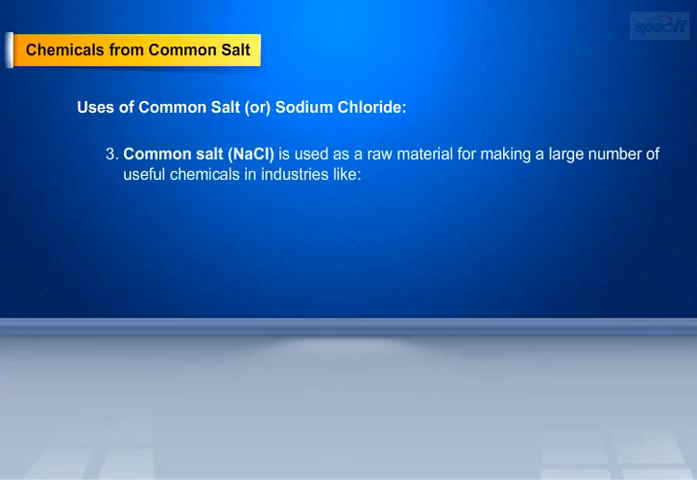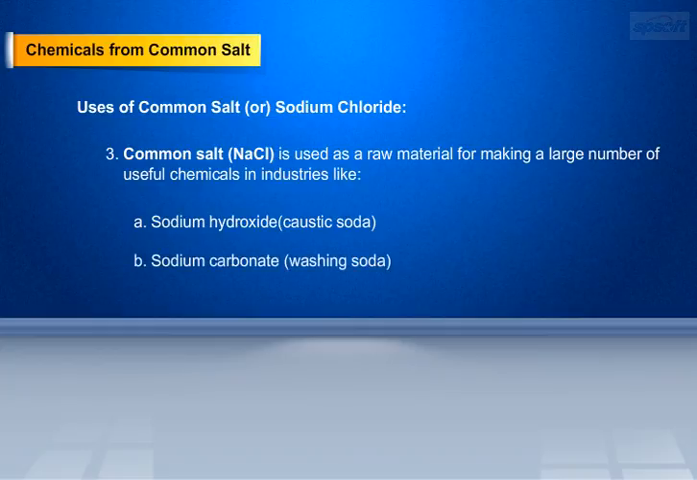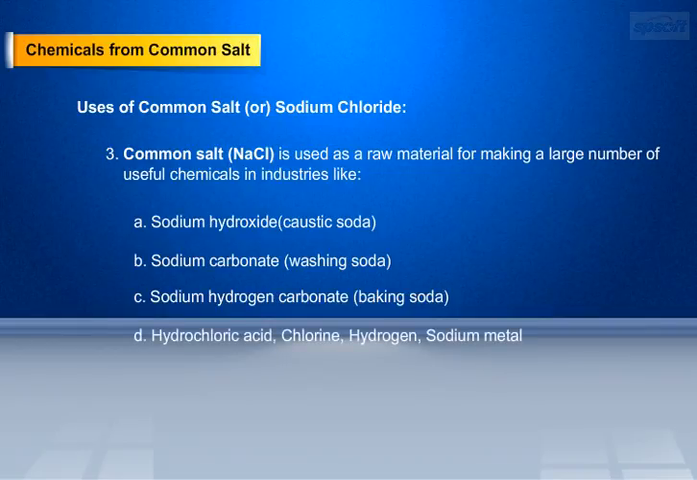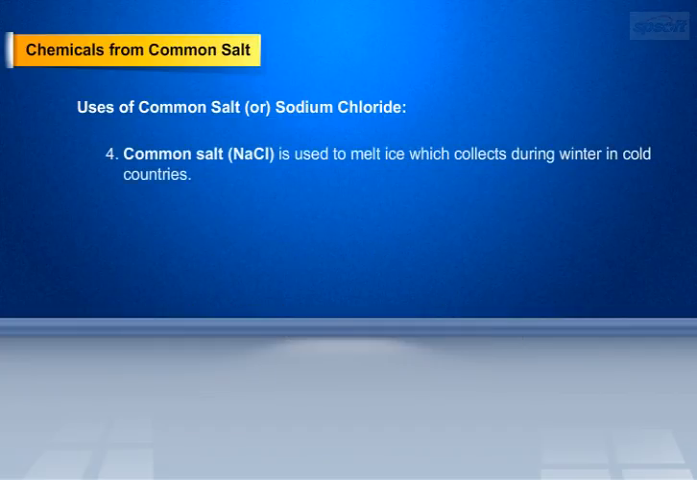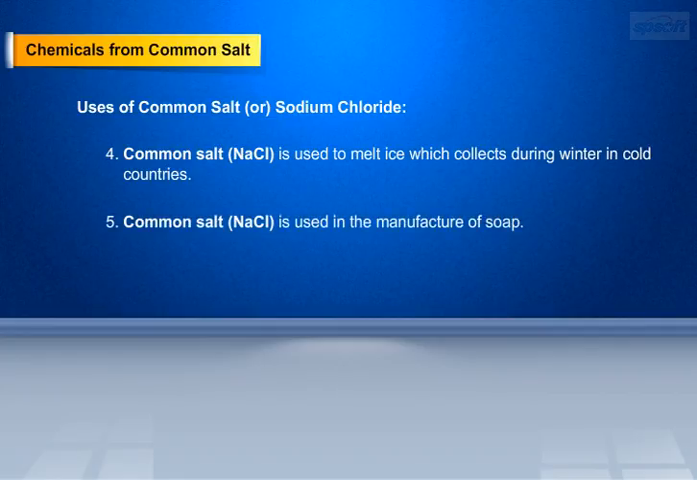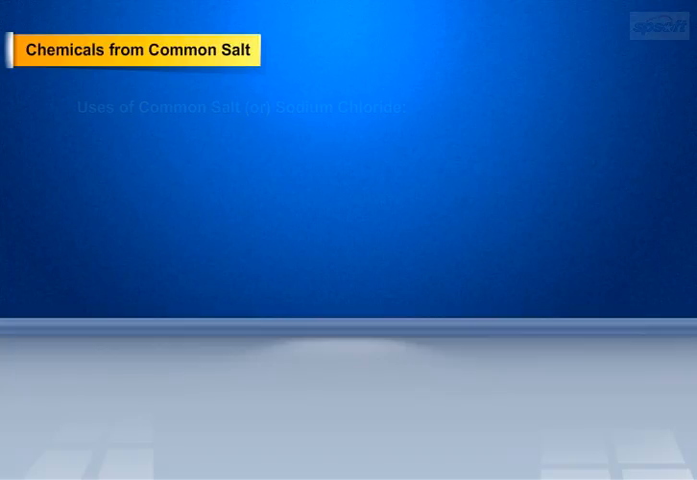Common salt is used as a raw material for making a large number of useful chemicals in industries like sodium hydroxide, that is, caustic soda; sodium carbonate, that is, washing soda; sodium hydrogen carbonate, that is, baking soda; hydrochloric acid, chlorine, hydrogen, sodium metal. Common salt is used to melt ice which collects during winter in cold countries. Common salt is used in the manufacture of soap. Let us now discuss each chemical of common salt in detail.